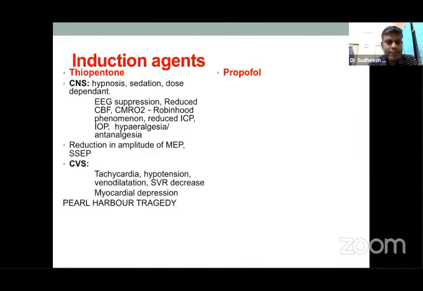And one more important thing is hyperalgesia or antianalgesia with respect to CNS, and it has one more important effect, that is it can suppress the electroencephalographic activity better than any other drug. So therefore, it has a potent anti-epileptic effect.